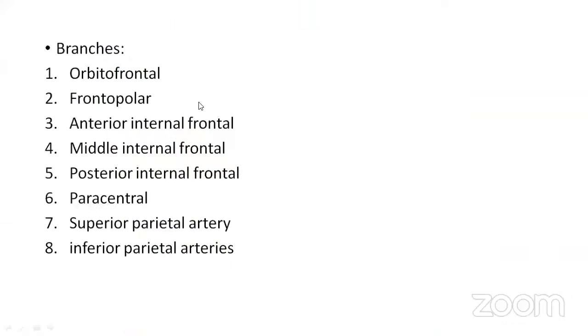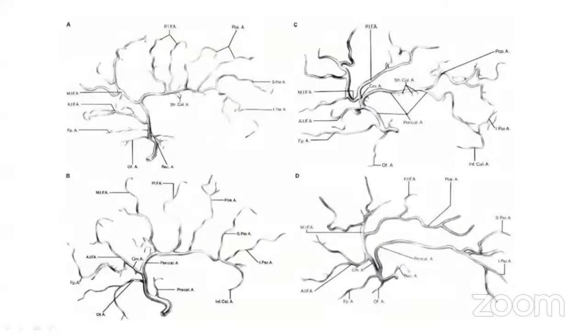So it has the following branches: orbitofrontal, frontopolar, anterior internal frontal, middle internal frontal, posterior internal frontal, paracentral, superior parietal arteries, and inferior parietal arteries. So here you can visualize, as seen earlier in the diagram, the cortical branches being given off. So here you can see the polar artery, anterior, middle, and posterior internal frontal artery.